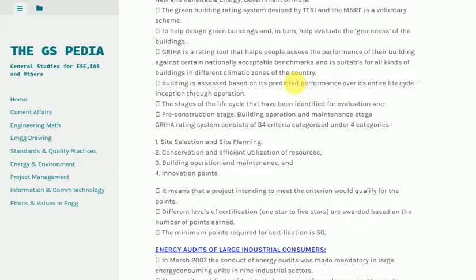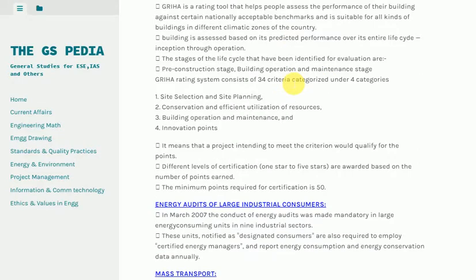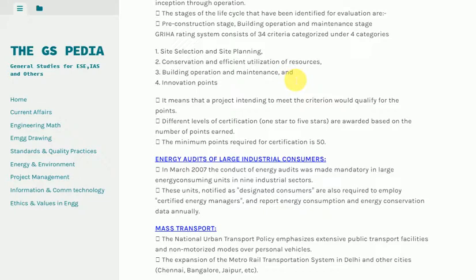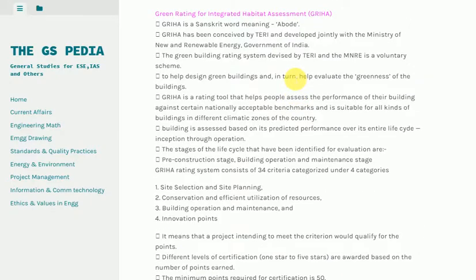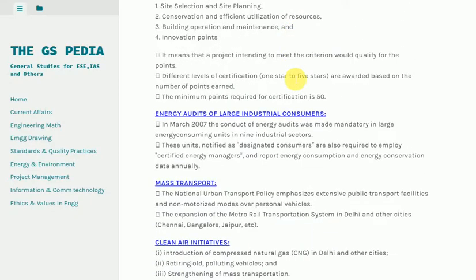Clean air initiatives. 1. Introduction of compressed natural gas (CNG) in Delhi and other cities. 2. Retiring old, polluting vehicles. And 3. Strengthening of mass transportation. Some state governments provide subsidies for purchase and use of electric vehicles. For thermal power plants, the installation of electrostatic precipitators is mandatory.